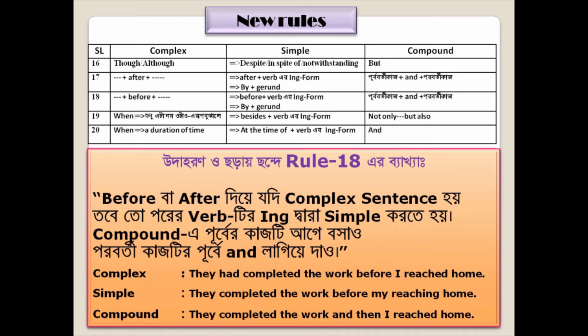Before বা আফটার দিয়ে কমপ্লেক্স সেন্টেন্স হয় তবে তো পরের ভার্বটির আইএনজি দ্বারা সিম্পল করতে হয়। কম্পাউন্ডে পূর্বের কাজটি আগে বসাও, পরবর্তী কাজটির পূর্বে এন্ড লাগিয়ে দাও। ফর এক্সাম্পল, complex, they had completed the work before I reached home.